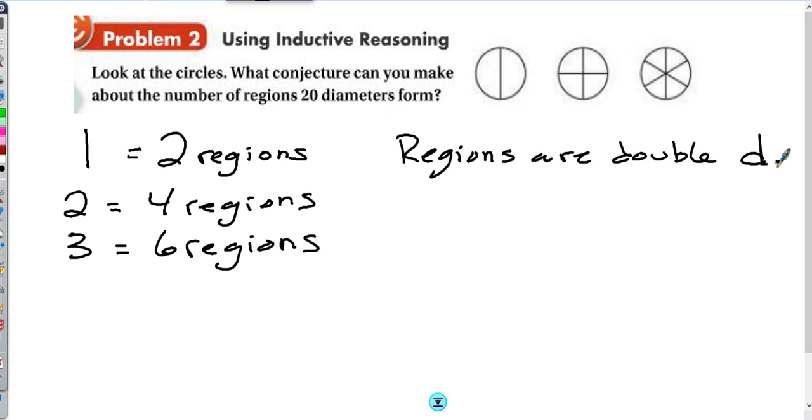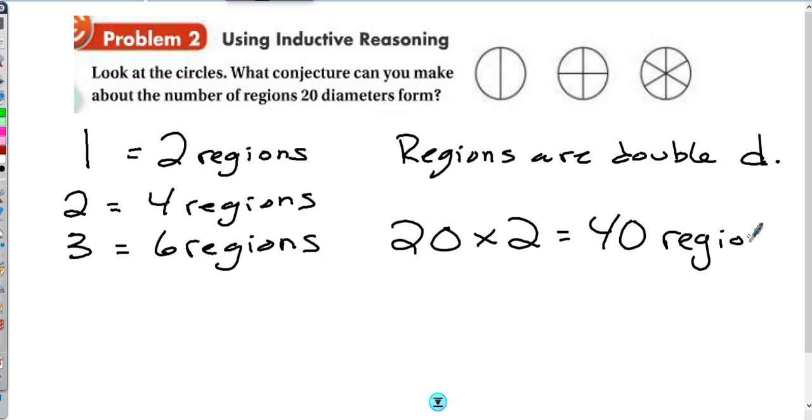So if you have 20 diameters, you're going to double that to have 40 regions. Does that make sense? So that's what inductive reasoning is. You look at a pattern and then predict. We looked at the pattern and then we predicted that there should be 40 regions for 20 diameters because it's double.